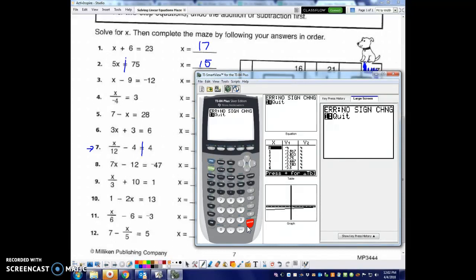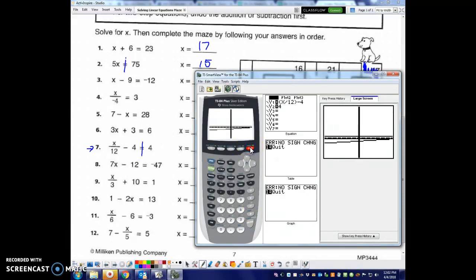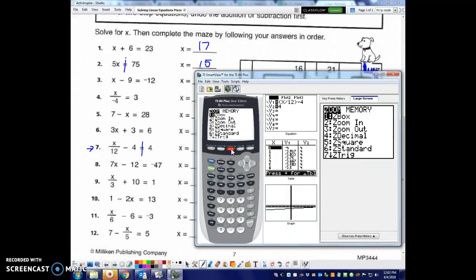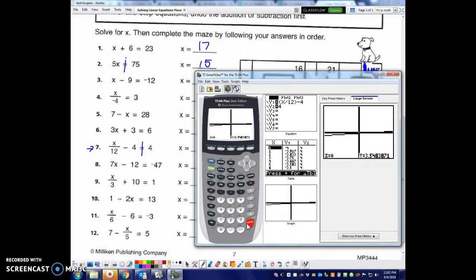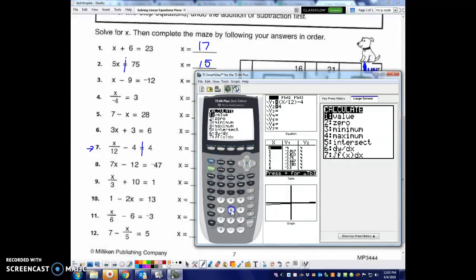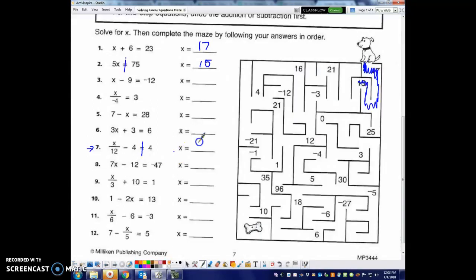That one didn't work either, so we need to zoom out again. So go to your graph, zoom out again. Now we'll try it again. Second, trace 5, enter, enter, enter. It says x is 96. Okay, that's why it didn't work.